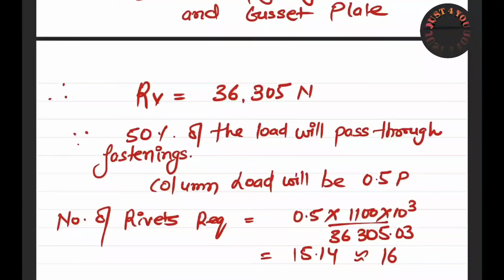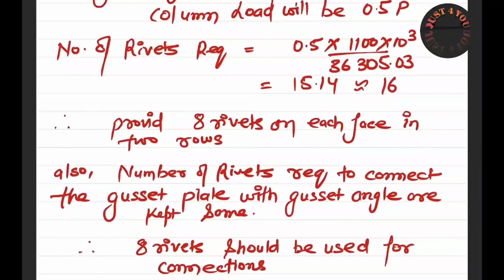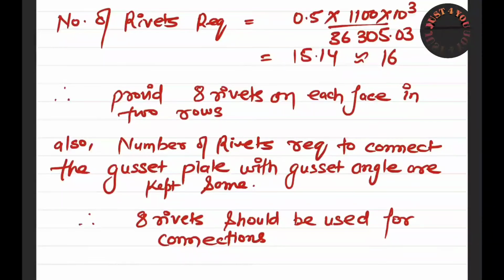Since 50% of the load will pass through fastenings, column load will be 0.5 of P, means 50% of the load. The number of rivets required is equal to 0.5 into 1100 into 10 power 3, that is half of the load upon the rivet value, that is 36305.03. So we get 15.11, approximately 16 rivets. So we provide 8 rivets on each face in 2 rows. Also, the number of rivets required to connect the gusset plate with gusset angle are kept same. Therefore, 8 rivets should be used for connections.